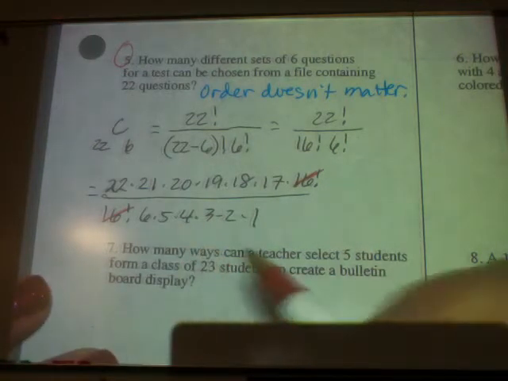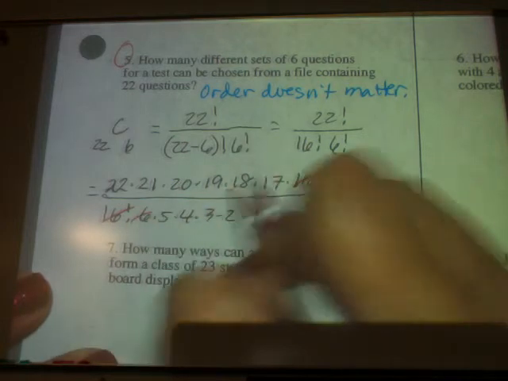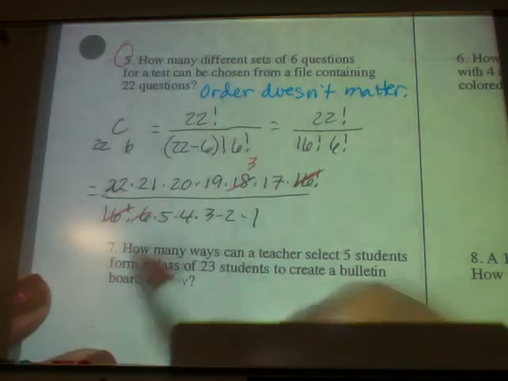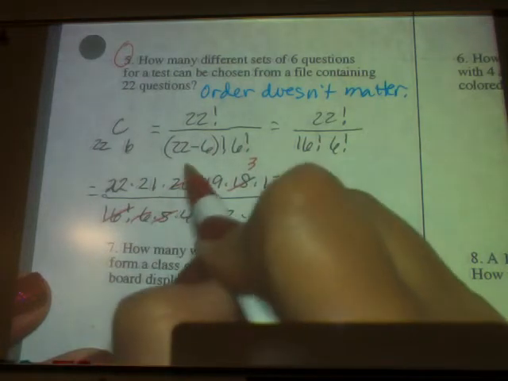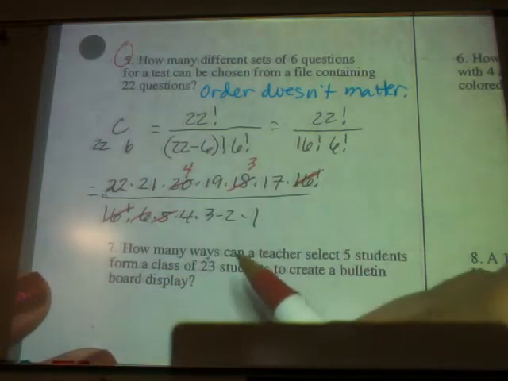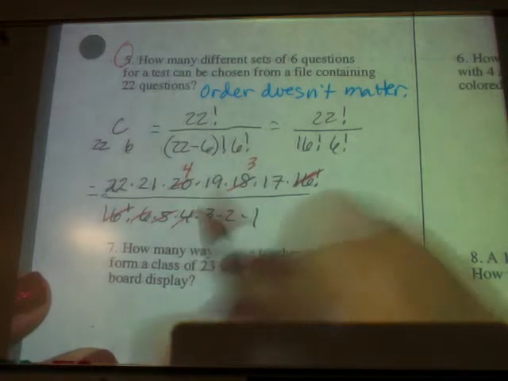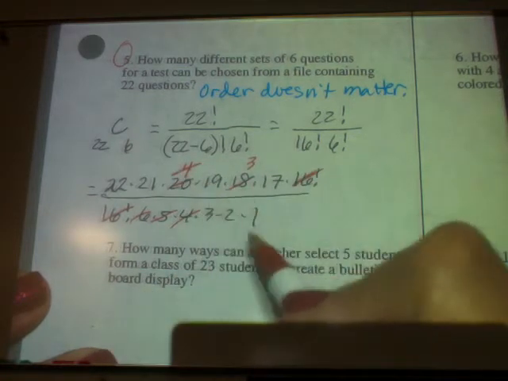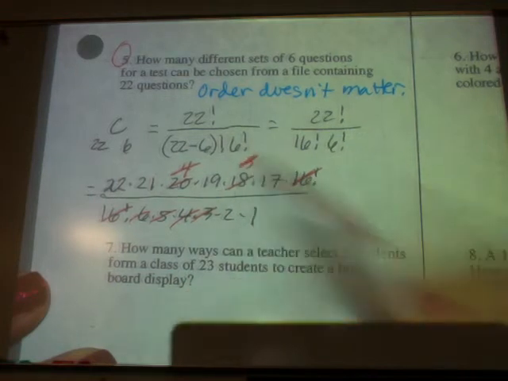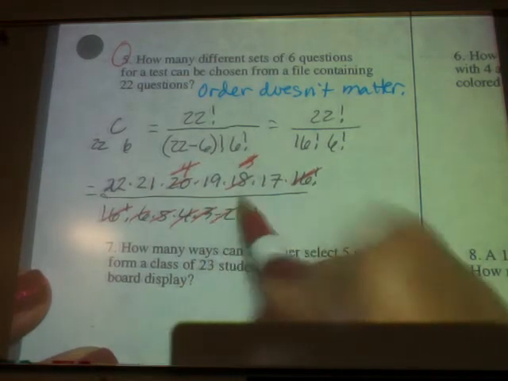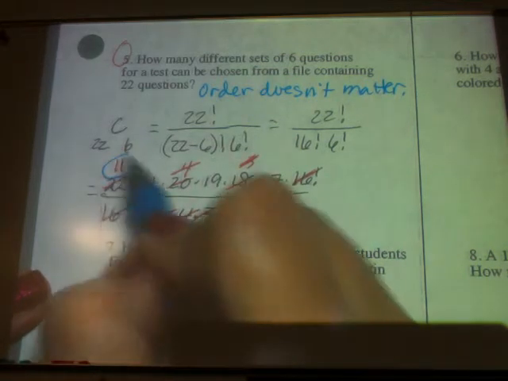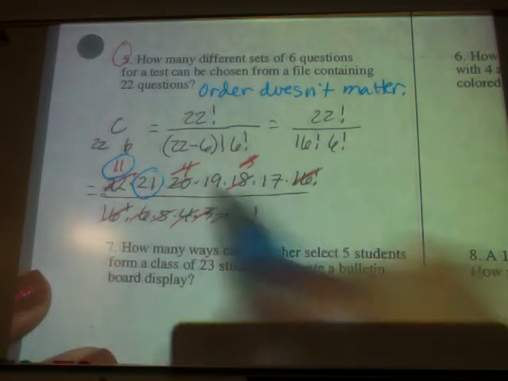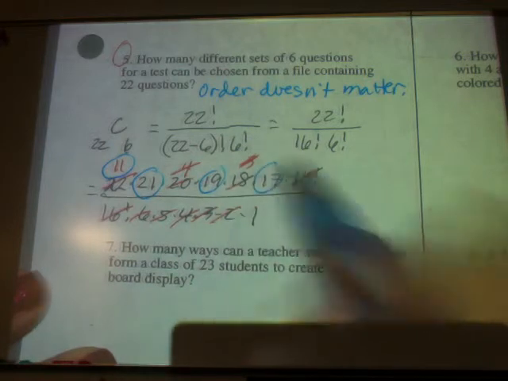So the 6 can go into the 18. Sometimes you might have to split something amongst two. The 5 can go into the 20. The 4 can divide out with the 4 here. The 3 can divide out with the 3 here. And then the 2 can go into the 22. So I'm left with a 22, or an 11, a 21, a 19, and a 17.